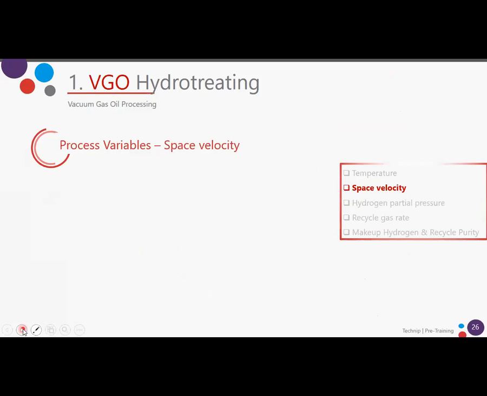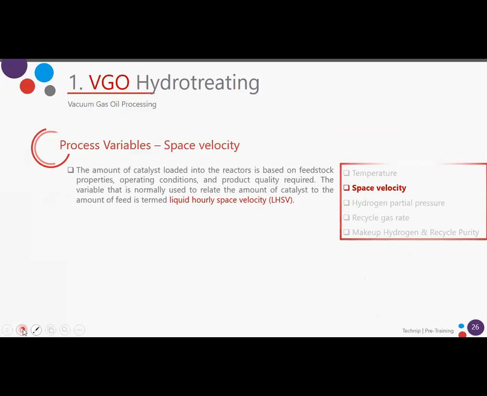Then we will have the space velocity, as we have seen. So the amount of catalyst loaded into the reactor is based on feedstock properties, operating conditions, and product quality required. The variable that is normally used to relate the amount of catalyst to the amount of feed is termed liquid hourly space velocity, okay? LHSV. This is the formula that we have seen, okay? This is the volume of the feed at standard conditions divided by the volume of the catalyst.